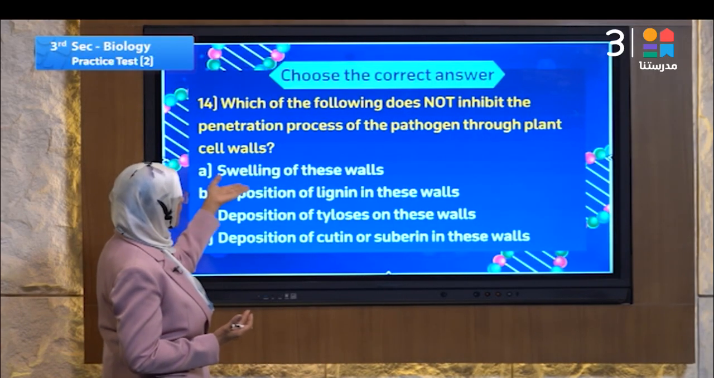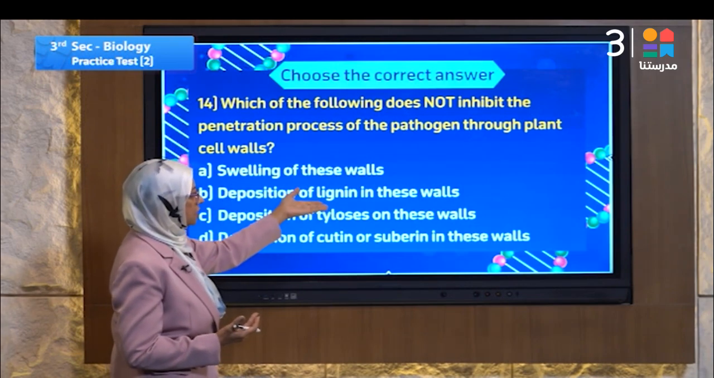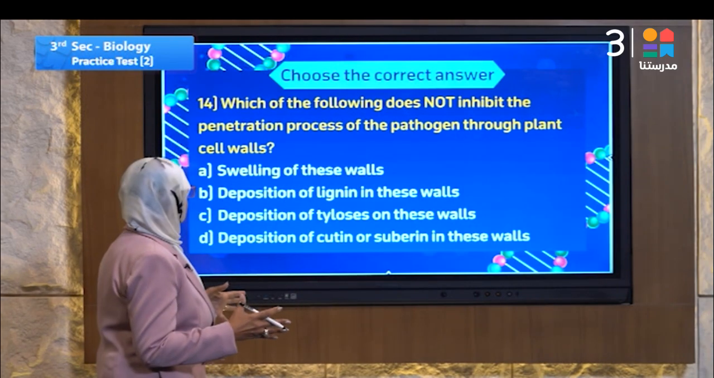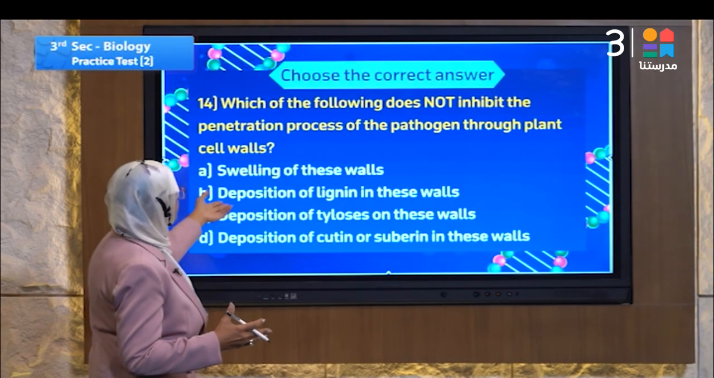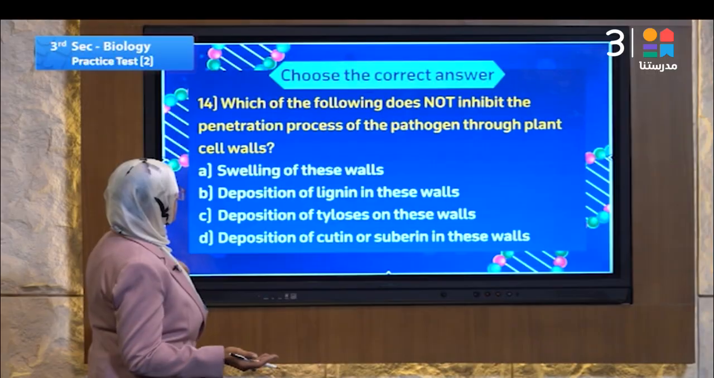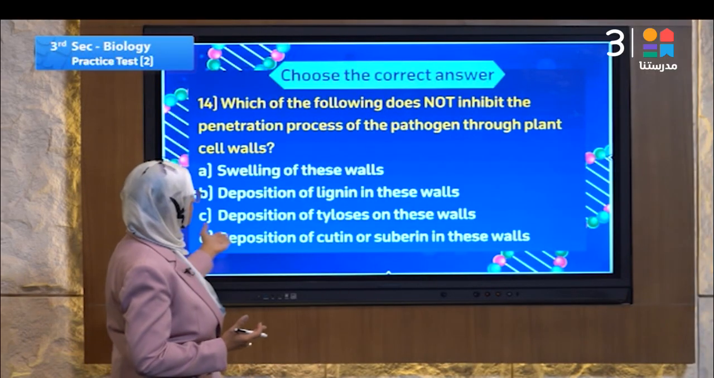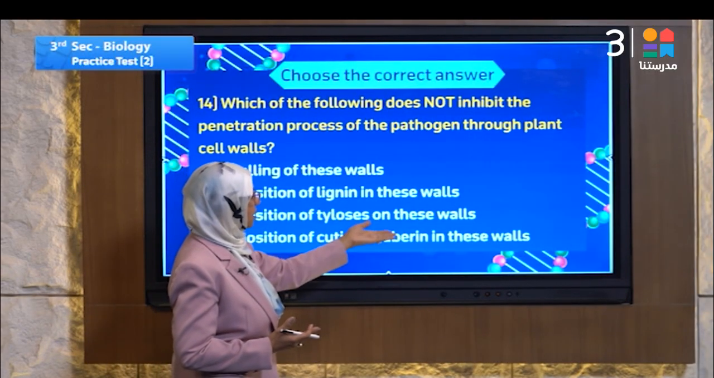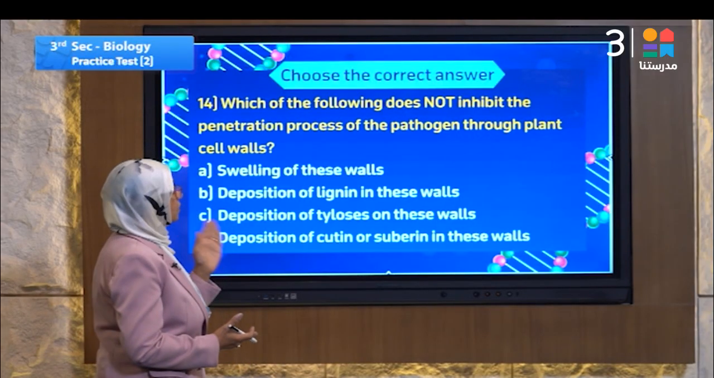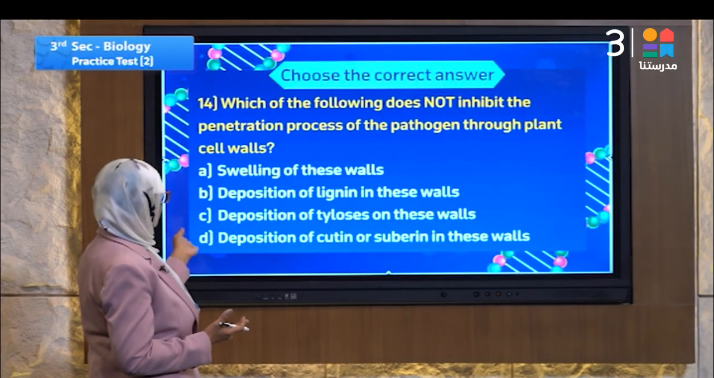Choice A, swelling of these walls. Swelling means an increase in the size of these walls. Choice B, deposition of lignin in these walls. That means preventing penetration. Deposition of tyloses in this wall, we find does not inhibit the penetration.